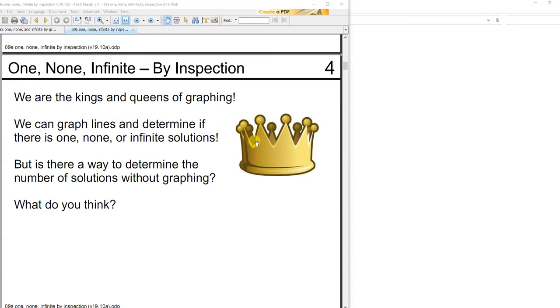We are the kings and queens of graphing. We can graph lines and determine if there is one, none, or infinite solutions. But is there a way to determine the number of solutions without graphing? What do you think? And hopefully you're thinking, yes, there is a way. But let's do a quick review of how to do this by graphing.